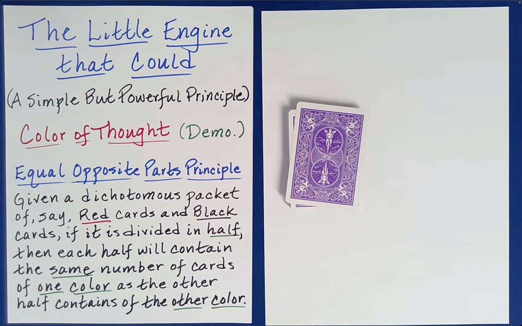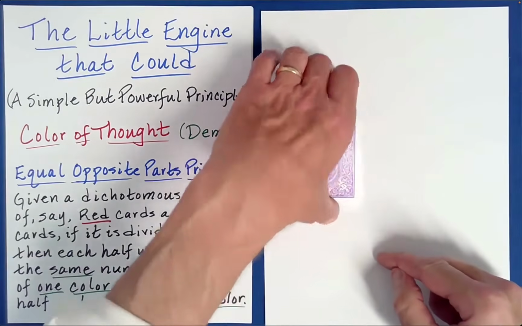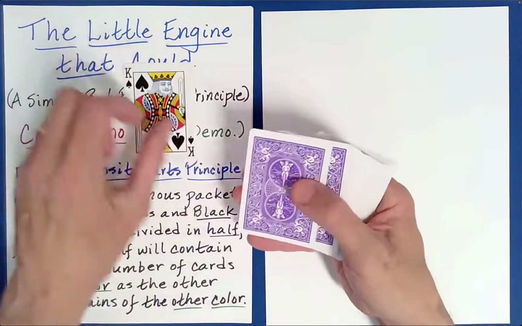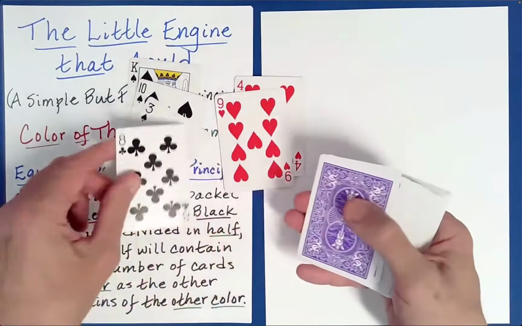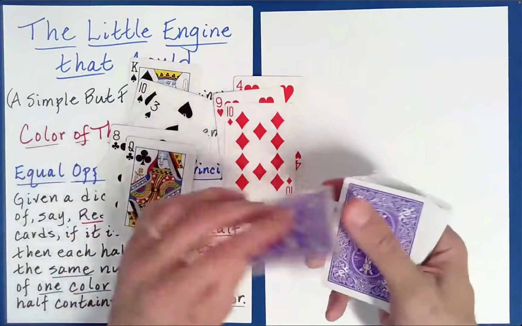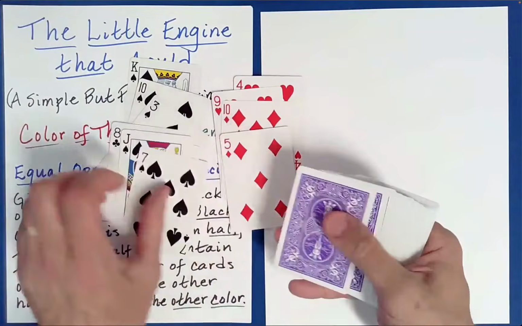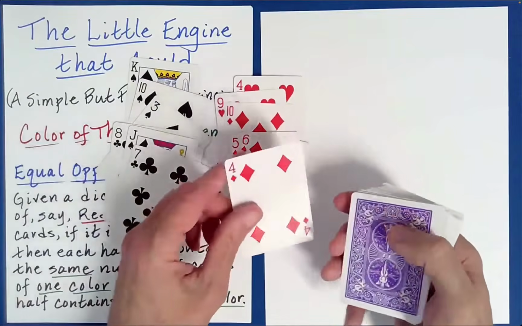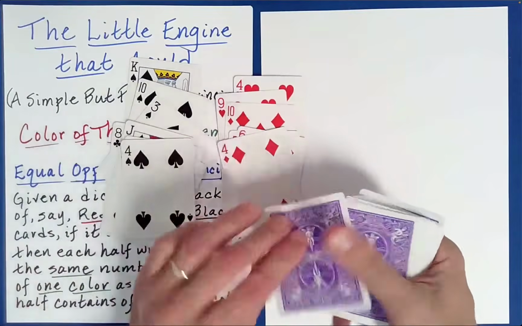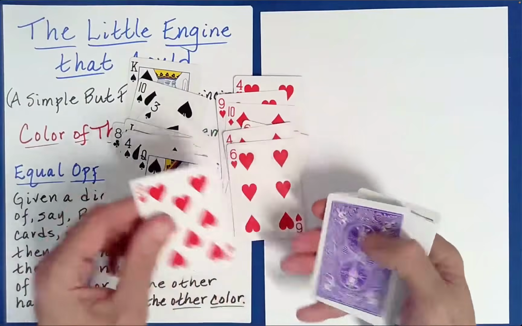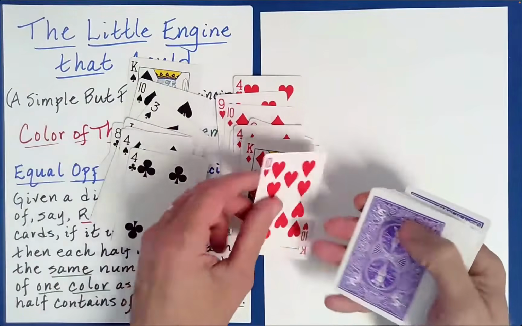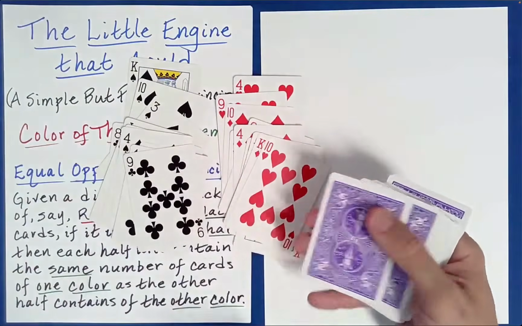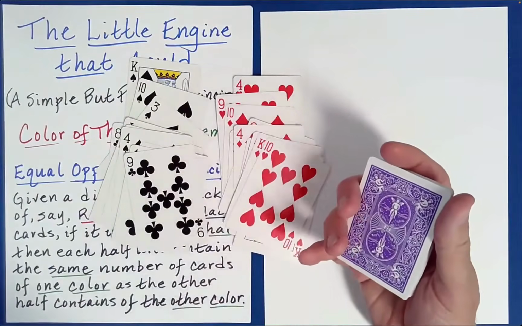So what I need you to do is count down 14 black cards from the top. Let's go ahead and do that together. 1, 2, 3, 4, 5, 6, 7, 8, 9, 10, 11, wow, 12, 13. So the next black card I predicted will be the Ace of Spades.